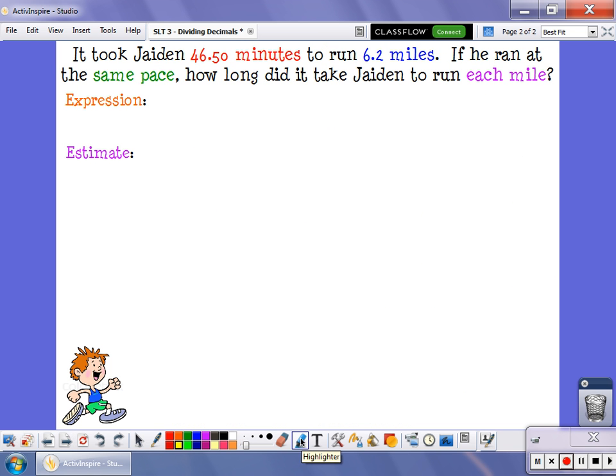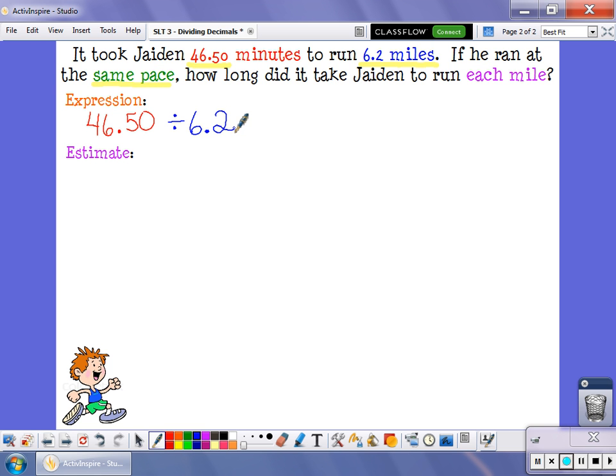It took Jaden 46 and 50/100 of a minute to run 6 and 2/10 miles. If he ran at the same pace, how long did it take Jaden to run each mile? Again, let's start with our expression here. We're going to take our total time, 46 and 50/100, and divide that by the number of miles he ran, which is 6 and 2/10.